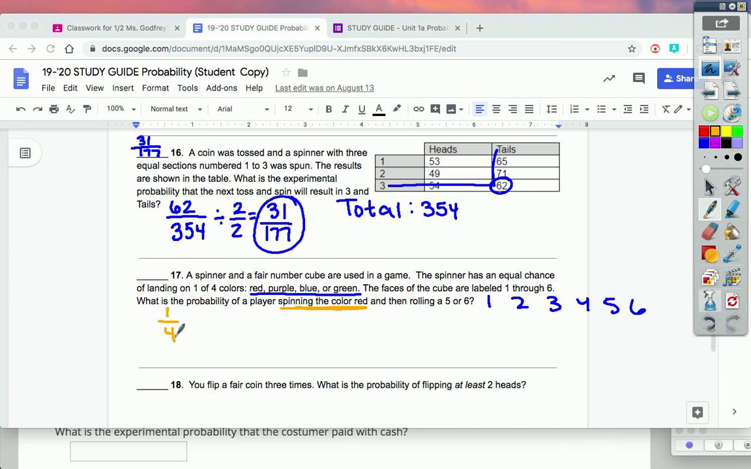Our second event is rolling a 5 or a 6. Well, we have 1 five, 1 six. That's 2 out of 6 numbers that meet that criteria. So that is 2 over 6. We're going to multiply these events, which will give us 2 over 24, which can be reduced by using 2. And that will give us 1 over 12. Your answer here is 1 over 12.